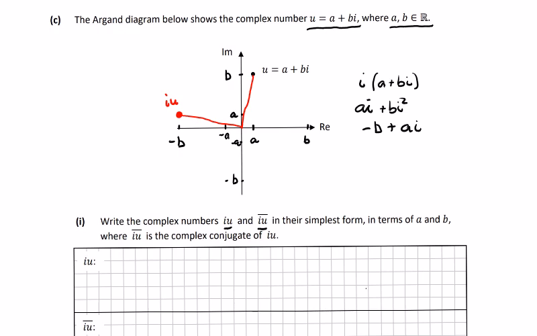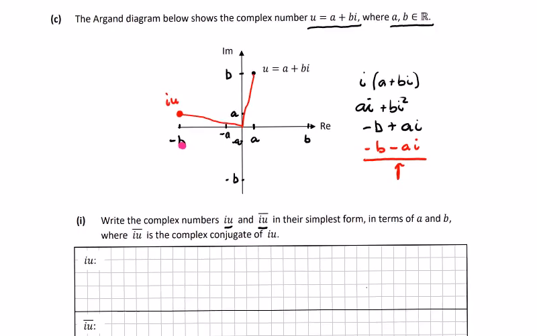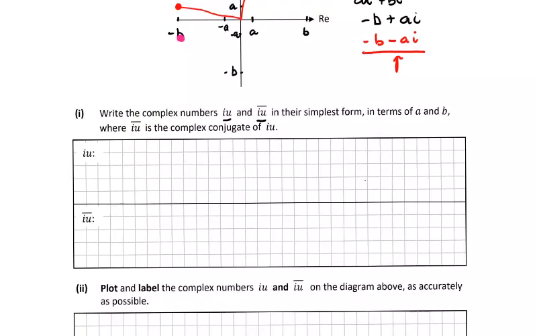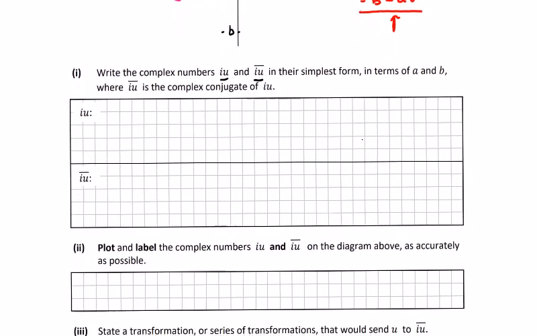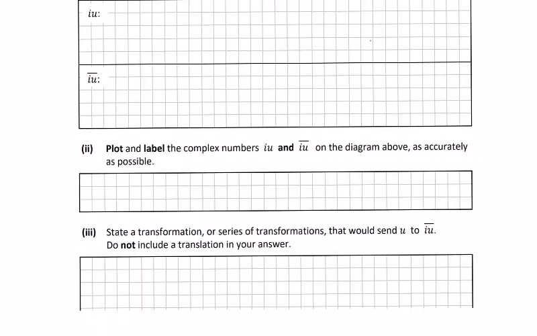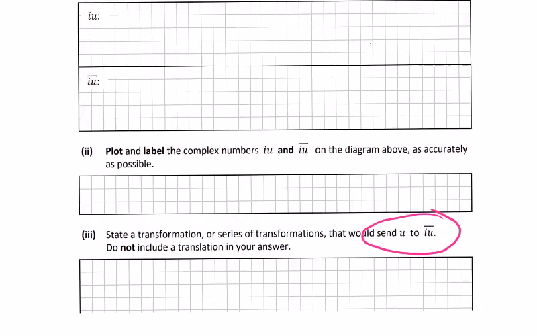Write the complex numbers iu and the conjugate of iu. Well, the conjugate of iu is minus b minus ai. We just changed the sign of the imaginary part, so minus b minus ai. The b's are in the way here, but I'll just stick it here, you know where I'm going. That's minus b minus ai. Now plot and label the complex numbers, and so we've done that. We've written them in their simplest form, we've plotted them on the diagram, and then state a transformation or series of transformations that would send u to the conjugate of iu.